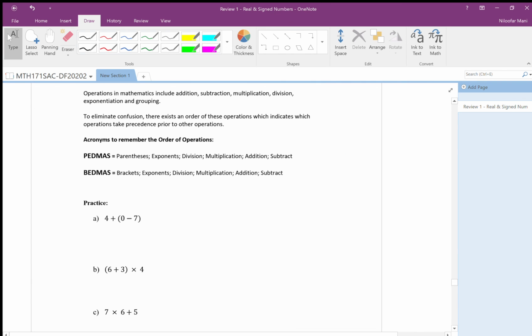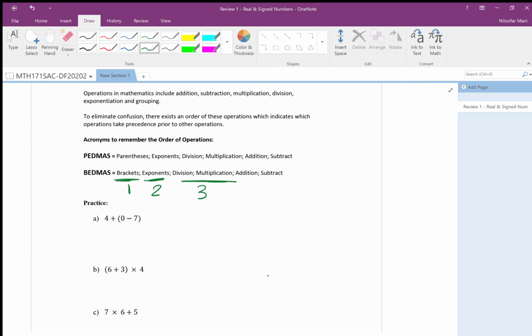When I am doing many operations, addition, subtraction, multiplication, division, bracket, power, exponents, I have to follow these rules. I have to follow these orders. Bracket is first, exponent is next, division and multiplication are third, but which one do I do first? The one that I see first from left to right.